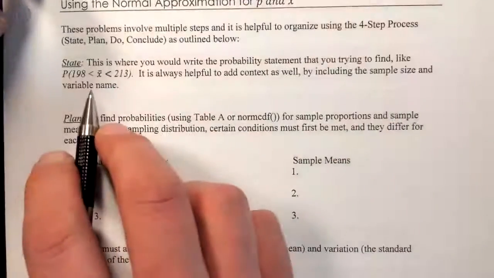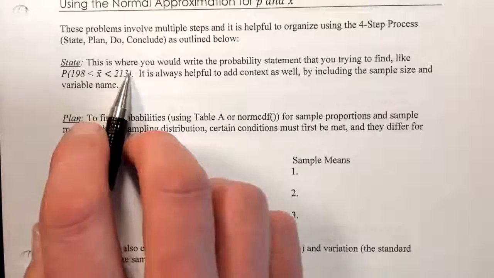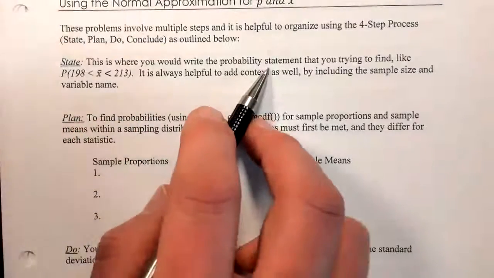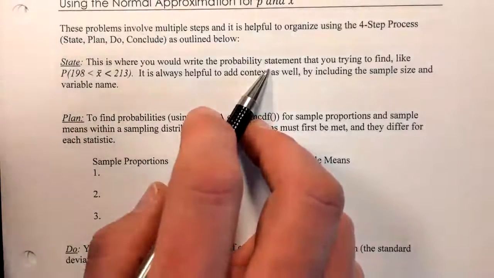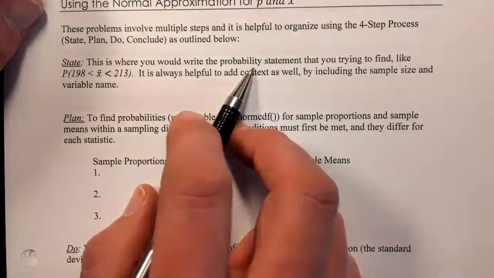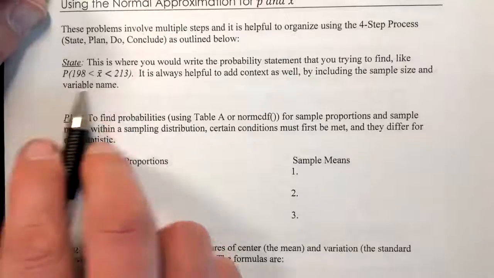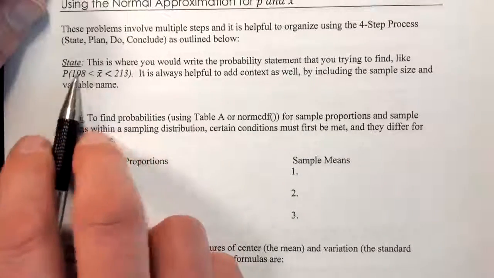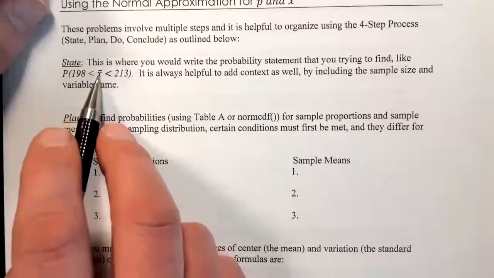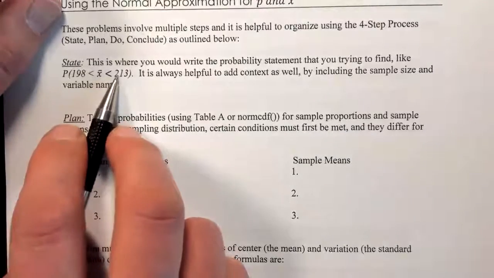So state, that is where you would start. For now, all we're doing is writing a probability statement. That's the only thing we're doing. In the next chapter, we'll do confidence intervals, and after that, we'll test claims. But for now, always try to write the statement that you're actually trying to find. Here's an example: we want to find the probability that our sample has a mean greater than 198 but less than 213.